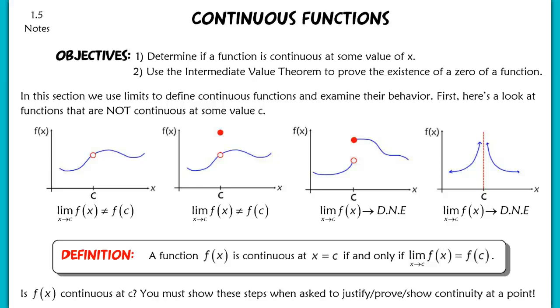This lesson is for section 1.5 on continuous functions. We have two objectives for today. We're going to determine if a function is continuous at some value of x. We're also going to use the intermediate value theorem to prove the existence of a zero of a function.